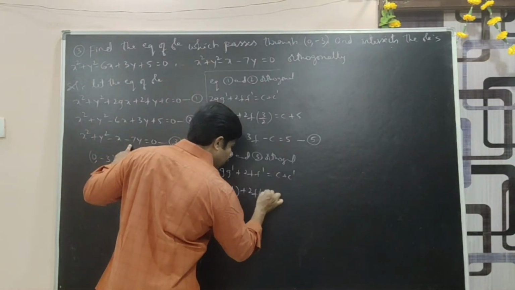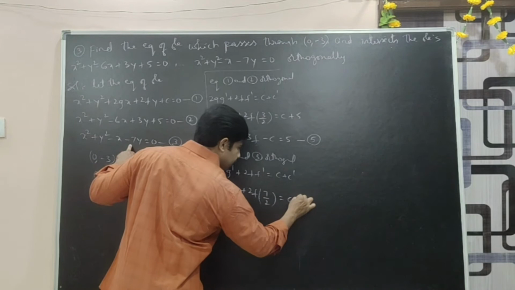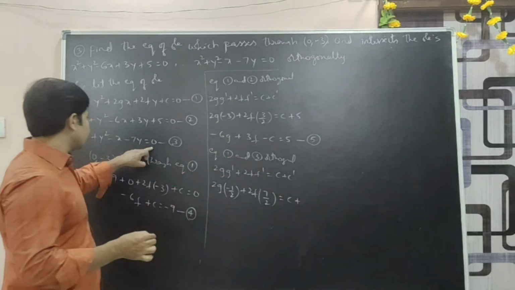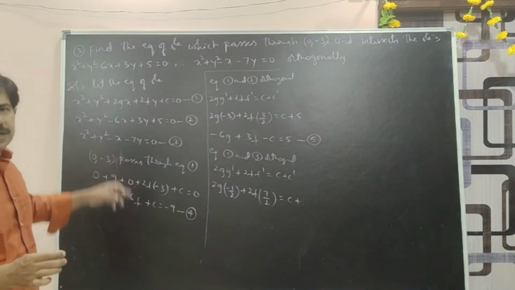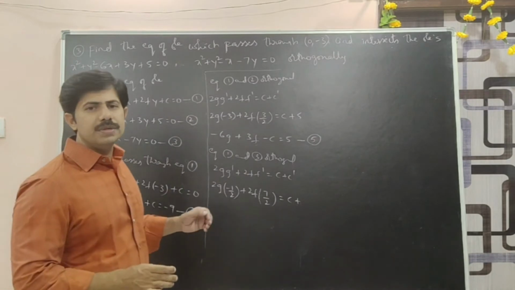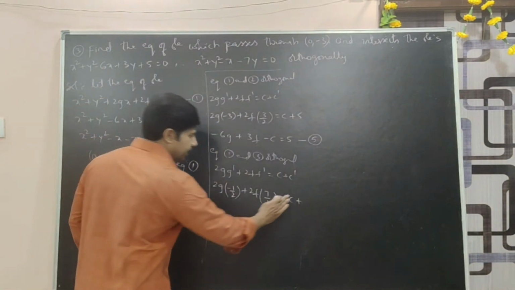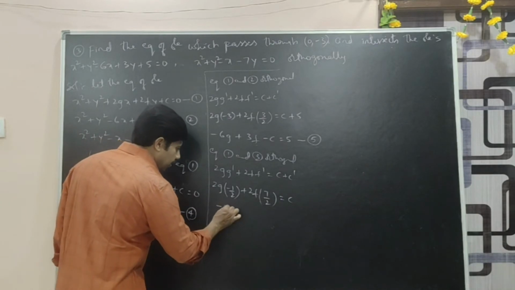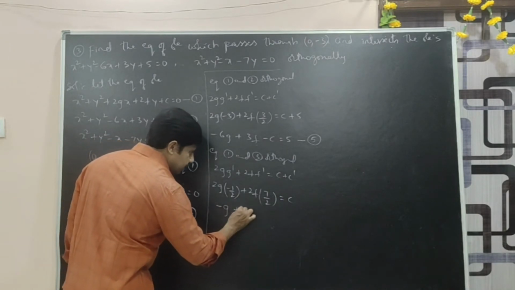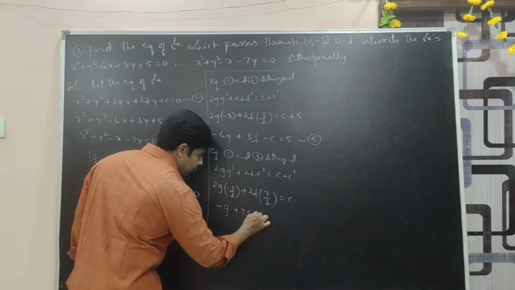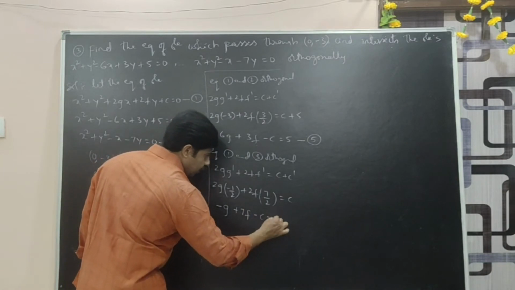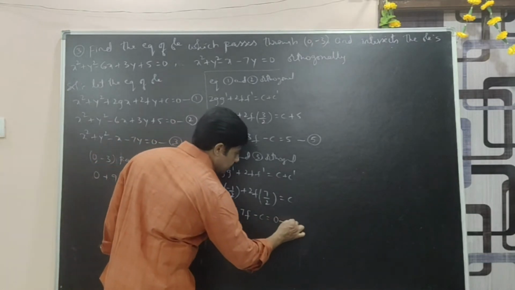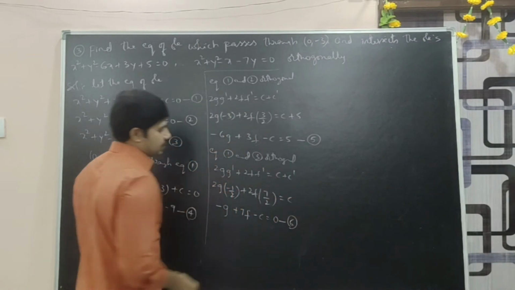7 by 2 is equal to c as it is, and for c dash, we don't have any constant in equation 3, so c dash is understood to be 0. So, no need to write c dash. Here the 2 gets cancelled, and we get minus g plus 7f minus c is equal to 0. This is equation number 6, right?